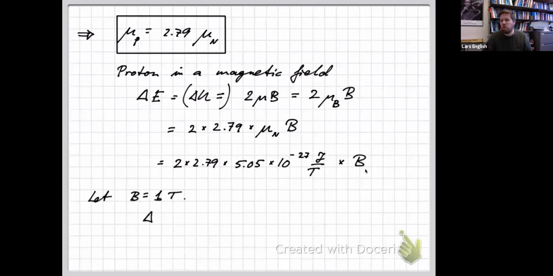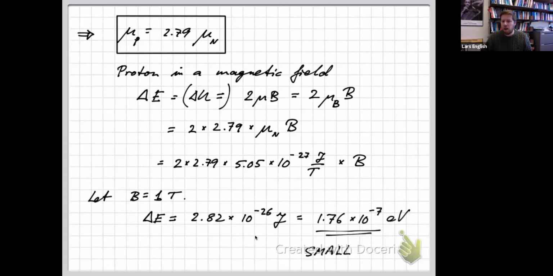Let's look at that for a field of 1 Tesla, already a fairly strong magnetic field. So plug it all in. We get 2.82 times 10 to the negative 26 joules, or expressed in microscopic energy units, 1.76 times 10 to the negative 7th electron volt. So this is very small. We're talking about a tiny fraction of an electron volt, even less than a micro electron volt, very small.